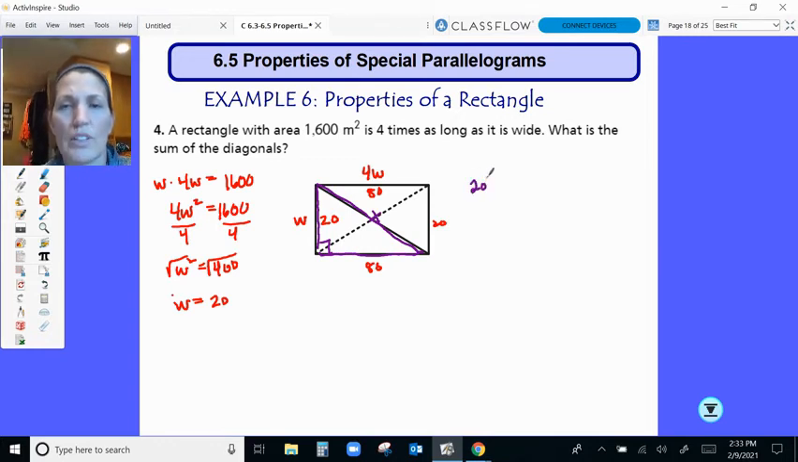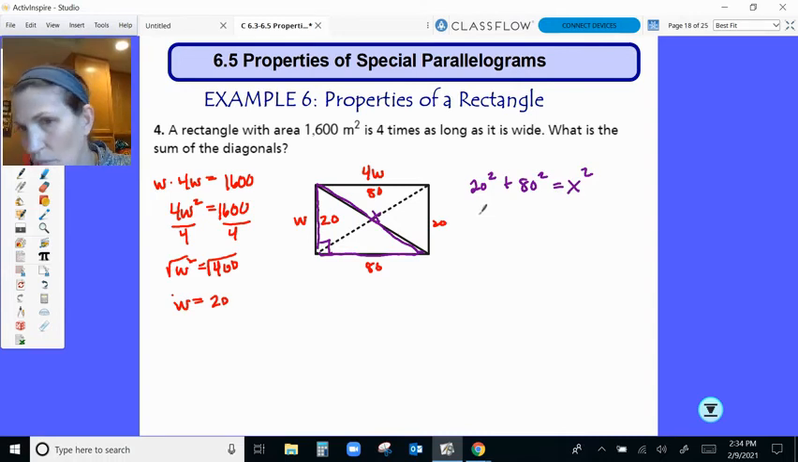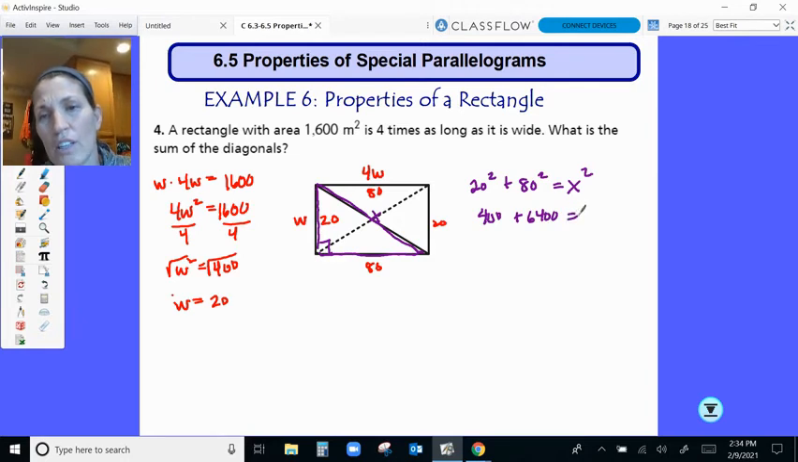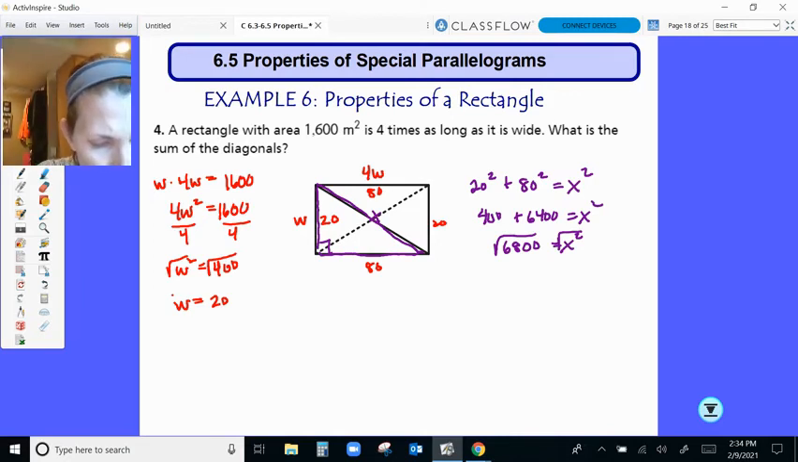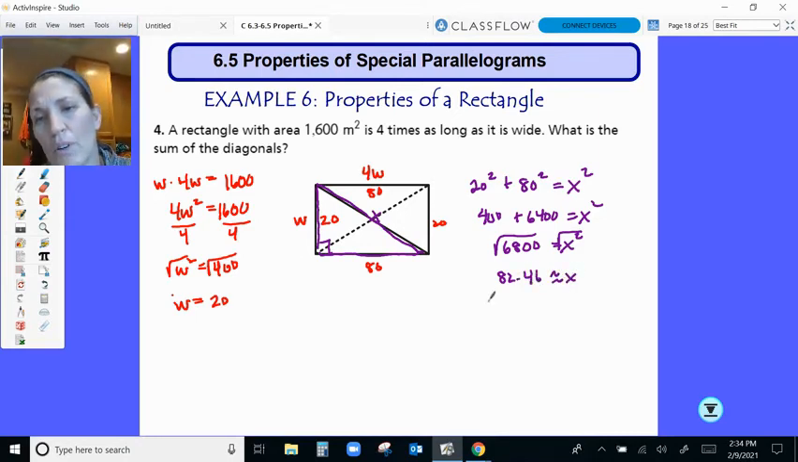So I'm going to take 20 squared plus 80 squared. That should give me my diagonal squared, my x squared. So I have 400 plus 6,400 equals x squared. That will give me 6,800 equals x squared. And I've got to take the square root of both sides. So the square root of 6,800 is about 82.5. Well, I'm going to call it 82.46 is approximately what my diagonal is.